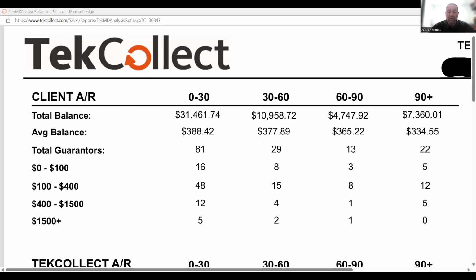The faster and earlier you can communicate with your patient, the better your AR will be, and the better your patients will respond to having past due balances with you. So that was a great question.